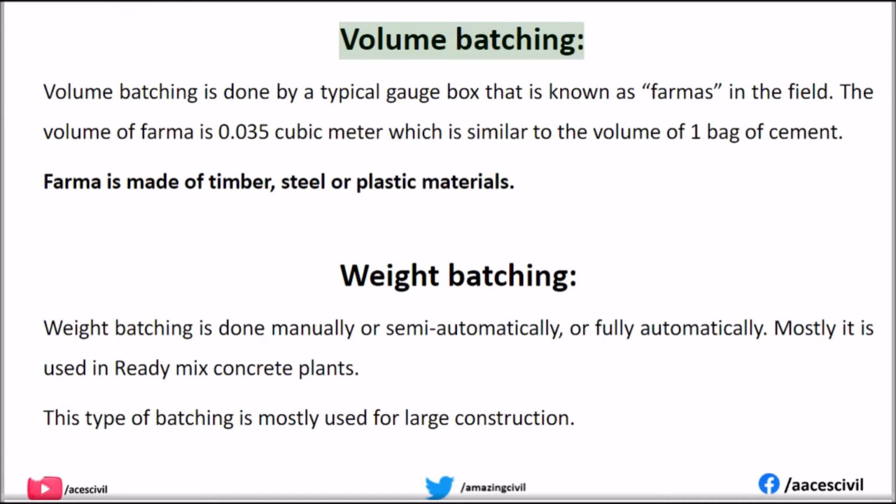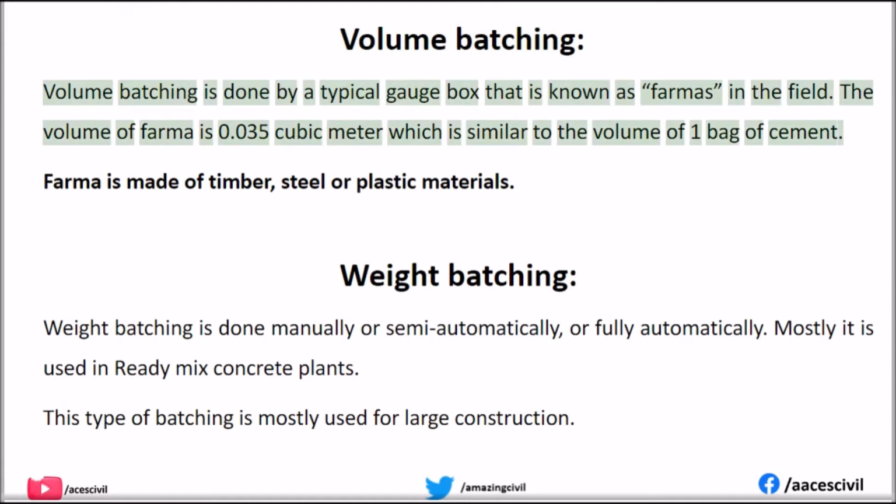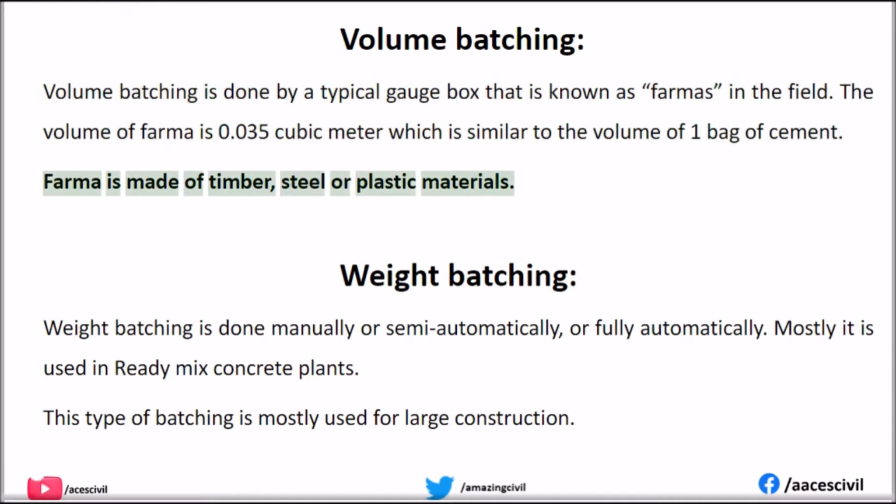Volume batching. Volume batching is done by a typical gauge box that is known as pharma in the field. The volume of pharma is 0.035 cubic meter, which is similar to the volume of 1 bag of cement. Pharma is made of timber, steel, or plastic materials.